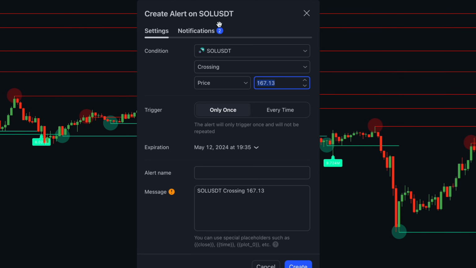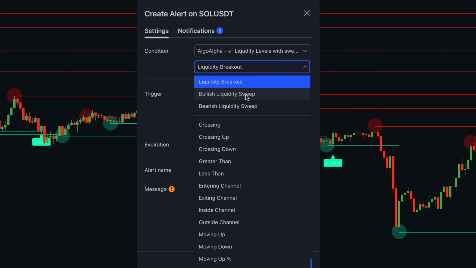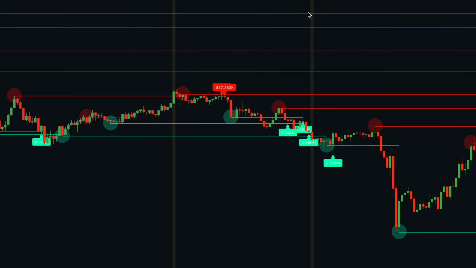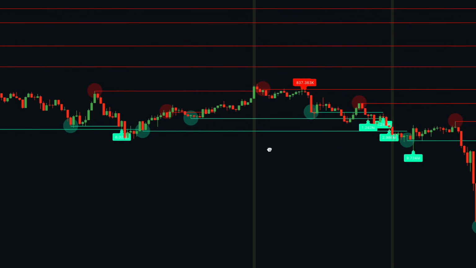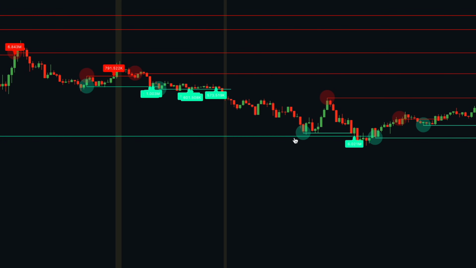Enable alert conditions for liquidity breakouts and sweeps within the indicator's settings. This feature allows you to receive real-time notifications, helping you to act promptly on trading opportunities. For better results, use this indicator in combination with volume profiles, trend channels, and oscillators.